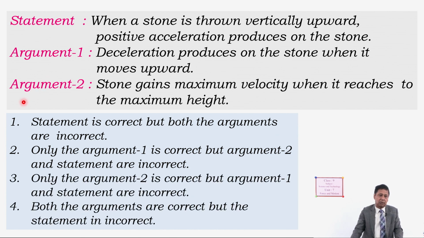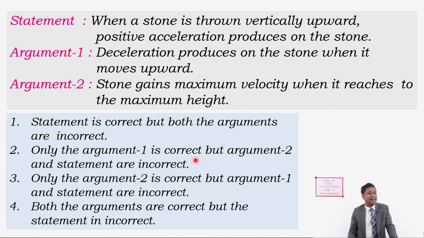Now I want to go through each of them. Number 1, statement is correct but both the arguments are incorrect. Is this correct? Let's check the statement. When a stone is thrown vertically upward, positive acceleration produces on the stone. Is this correct? No. If a stone is thrown vertically upward, every second its velocity goes on decreasing and negative acceleration produces. That's why this statement is not correct. And option 1, I am going to cancel it. Now we are not selecting this.